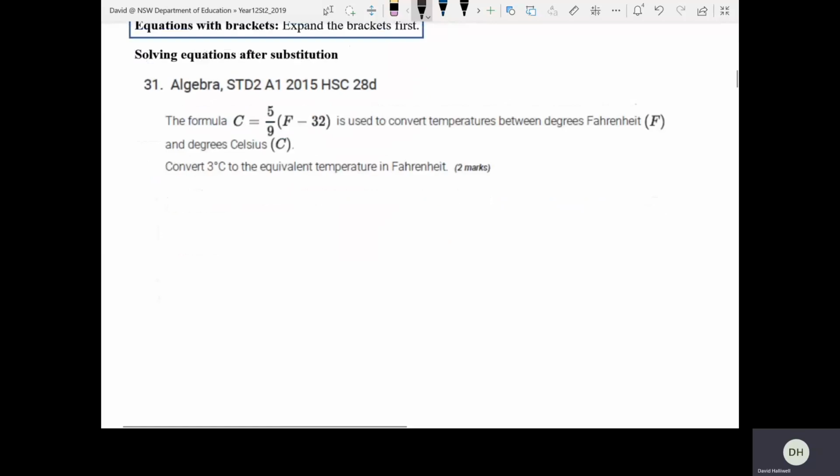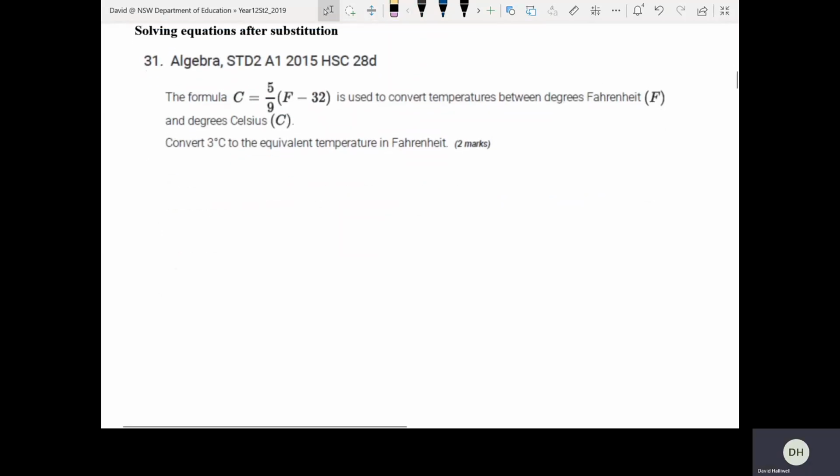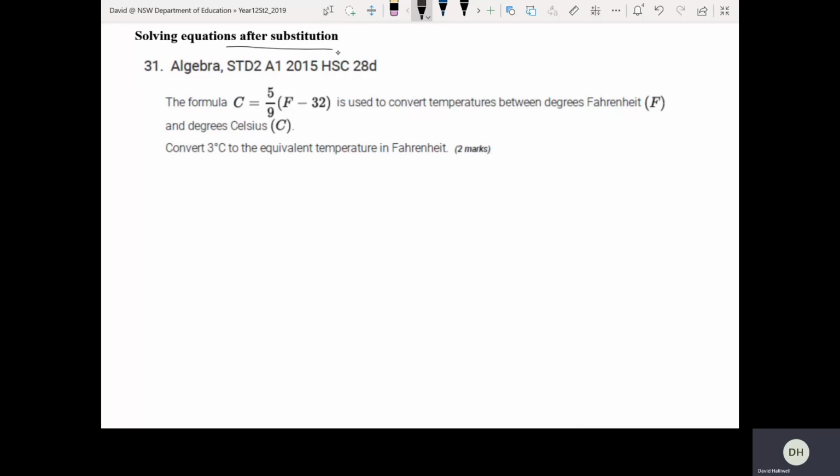We've already talked about brackets: expand the brackets first. Solving equations after substitution is common in the HSC as well. They'll tell you what to substitute in, and you'll have one letter left, which is an equation with one letter. You solve for that one letter.